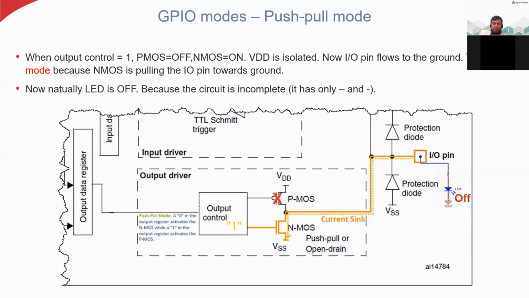Now let us assume this output control has 1 at the output. This 1 will be applied to both transistors. The PMOS is off and the NMOS is on. It means it's pulling the ground up, and this low voltage is traveling up and reaching this IO pin, which is connected to the LED, and the LED is grounded. So we are getting low voltage on both sides of the LED, so the LED is off.